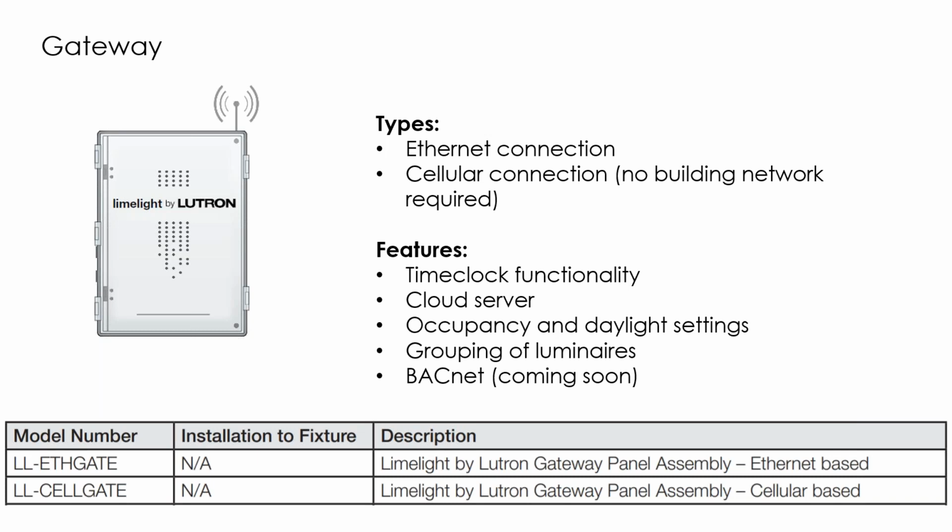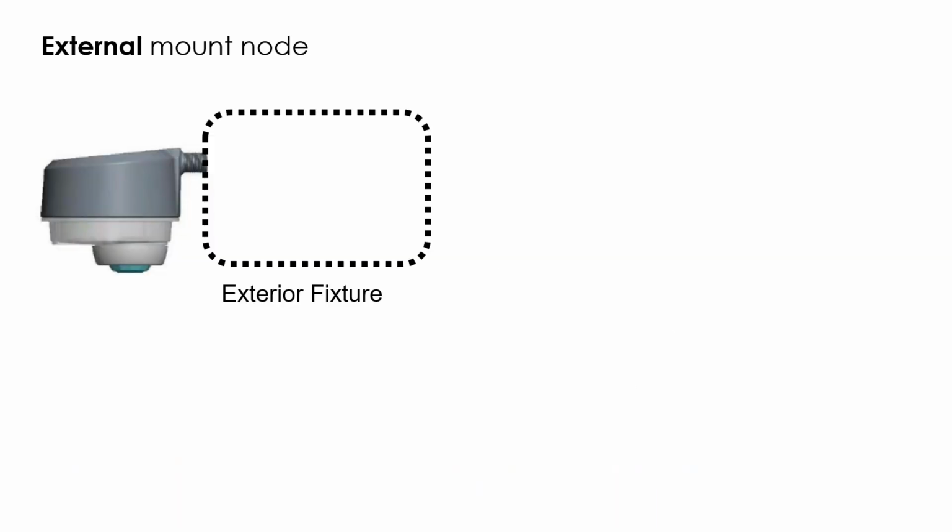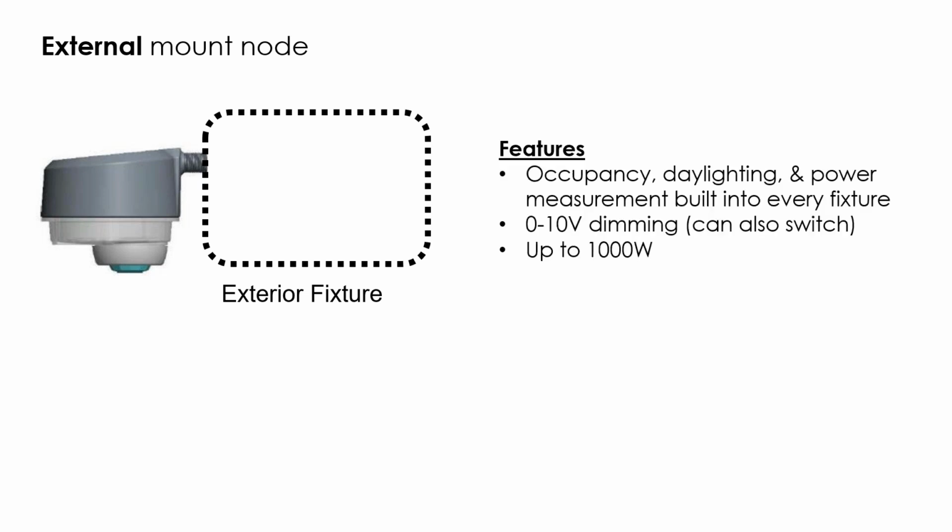The second of 3 components in the Limelight system is the exterior fixture node. Every single fixture in the Limelight system needs to have a node, and the 2 options are going to be exterior, shown here, or interior mount, shown next after this. The exterior fixture node includes an occupancy and a daylight sensor built right in. That's the small blue item on the bottom. And it also has circuitry to measure power built into every fixture.